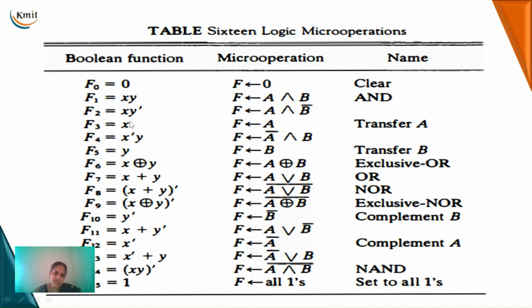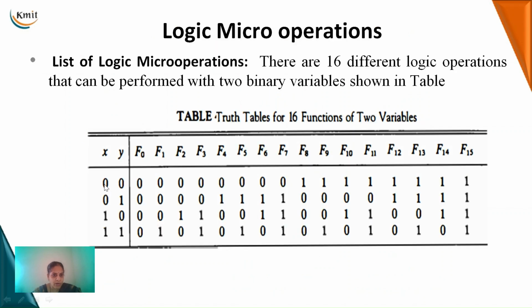Similarly, F3, it just takes the value of X. So for F3, whatever is the value of X, that is the output of the truth table. So 0, 0, 1, 1. That is nothing but the value of X.